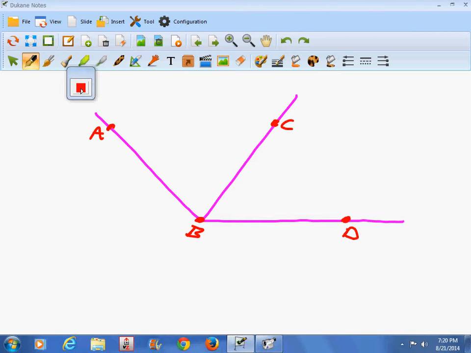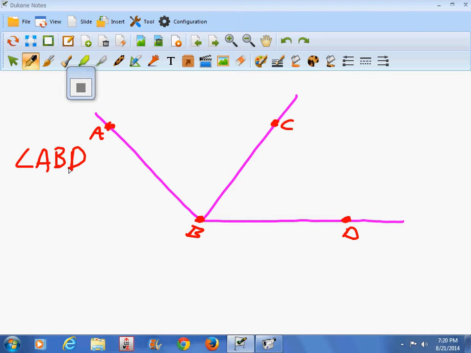I wanted you guys to have a quick review over angle addition before your test tomorrow. Now, what you see up here on the whiteboard is that you have angle ABC, that right there, and angle CBD. Now, this whole angle is angle ABD.